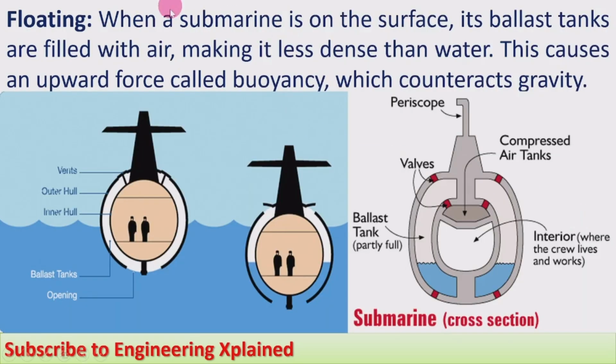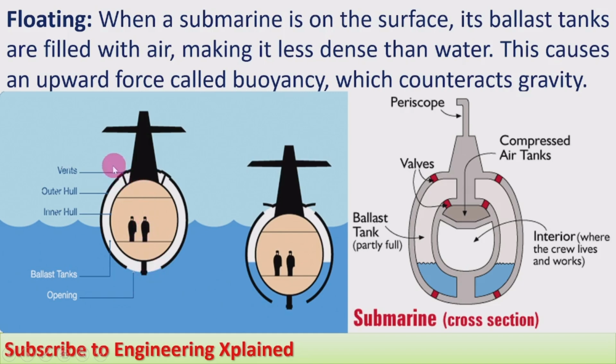And next, how it floats, let us take that separately. When a submarine is on the surface, its ballast tanks are filled with air, making it less dense than water. This causes an upward force called buoyancy, which counteracts gravity. That buoyancy force acts in the upward direction, and gravity is acting in the downward direction.